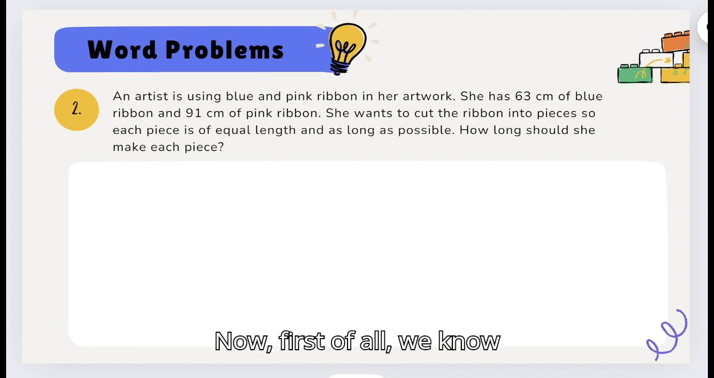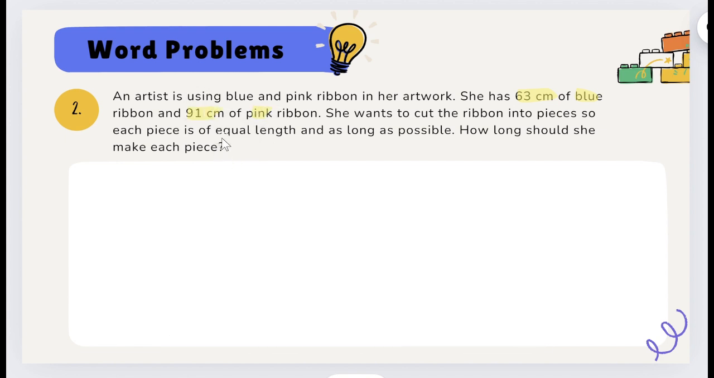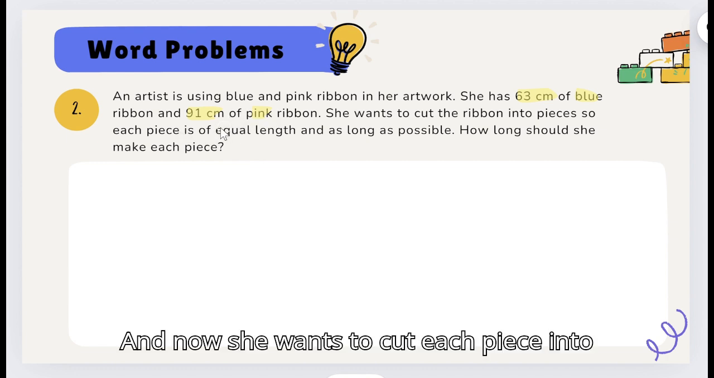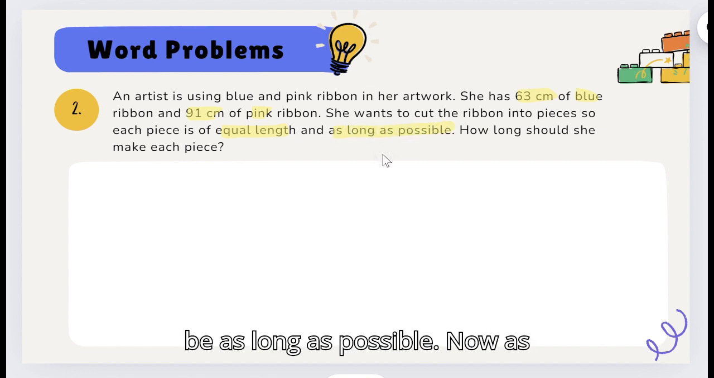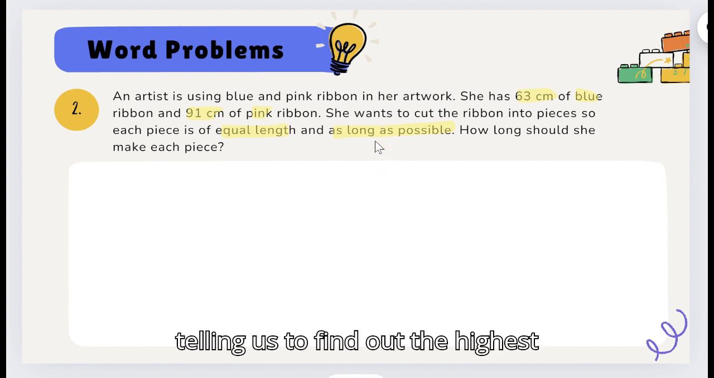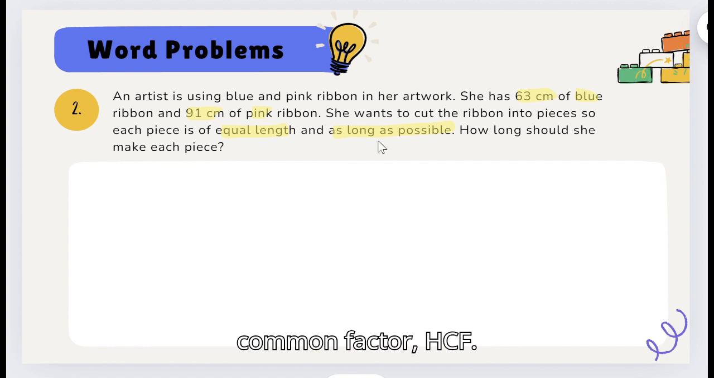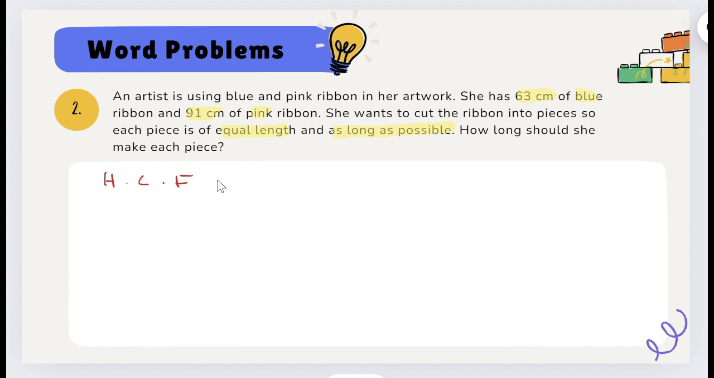Now, first of all, we know that she has 63 centimeters of blue ribbon and 91 centimeters of pink ribbon. And now she wants to cut each piece into equal length, which will be as long as possible. Now, as long as possible is a keyword for telling us to find out the highest common factor, HCF. So now we're going to find the HCF of 63 and 91.